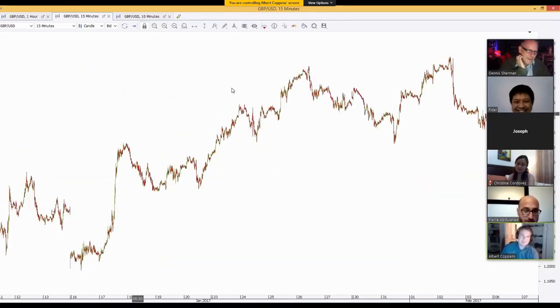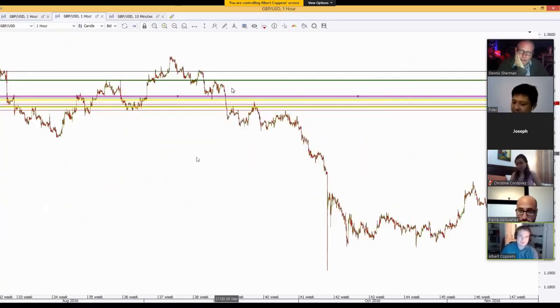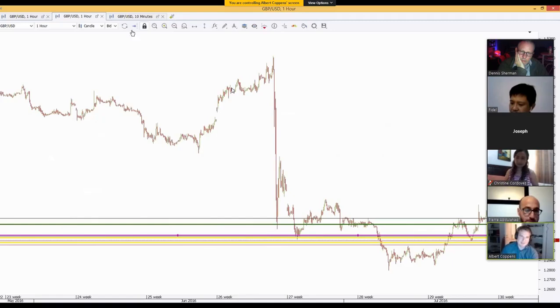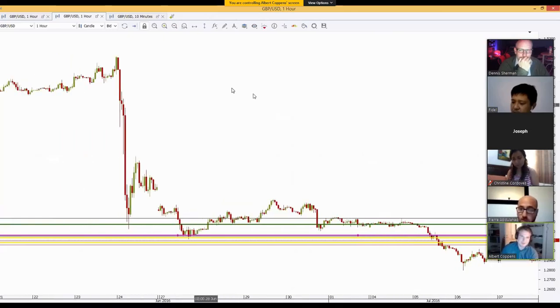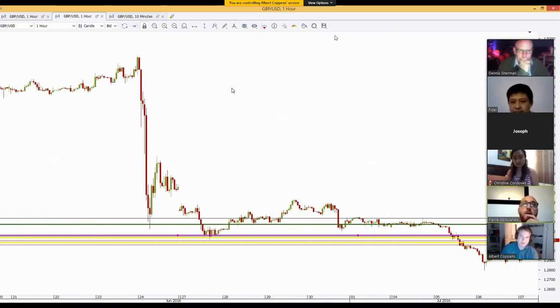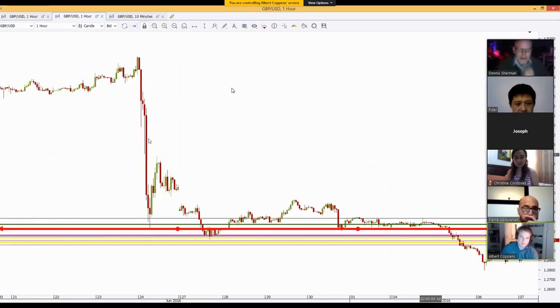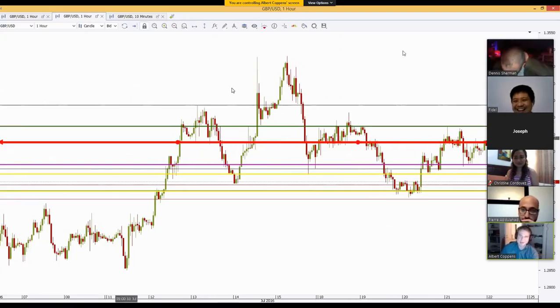But let me clarify something. Let me make a bigger chart because this will take ages. I deleted the very important line, and I will just mark it again. It is 132.27. Let me make this one very thick, and I will make it red. Joking. Sorry.